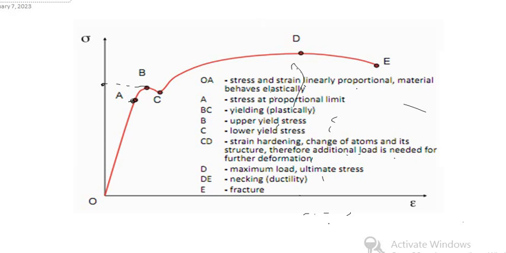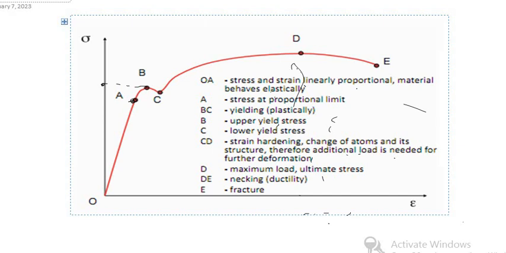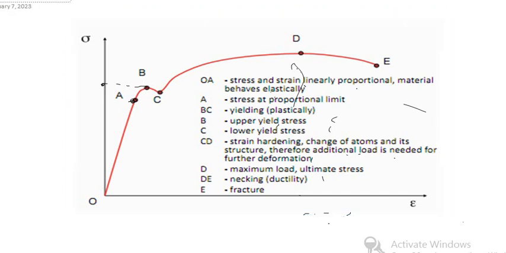And then when we continue loading the material, it will reach a point B. Then as we continue loading, it reaches point C, and then we continue loading up to D and then up to E. So what do those points represent? In this case, O to A is a linear relationship, and point B is what we call yielding.